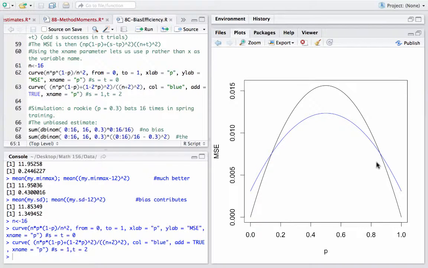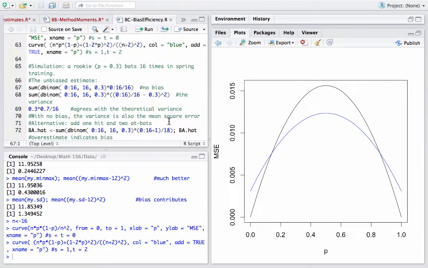This really nicely illustrates the trade-off between bias and variance. We have biased the statistic, so we've added error where previously we had none. But by biasing it, we've reduced the variance. So now let's take a look at Paul's example. So a rookie with a true probability of hitting bats 16 times in spring training.